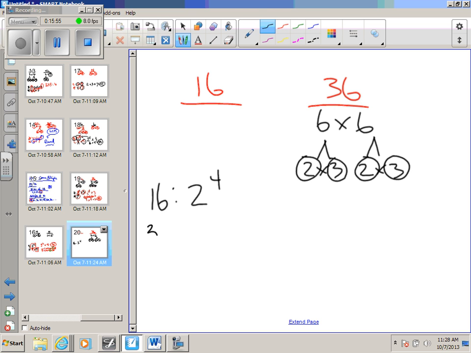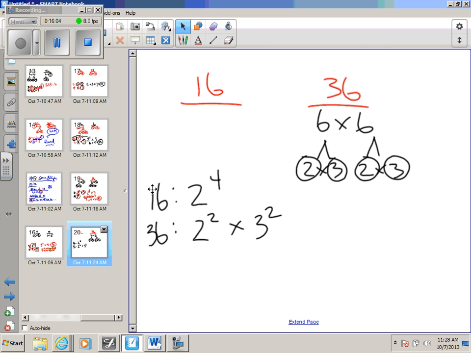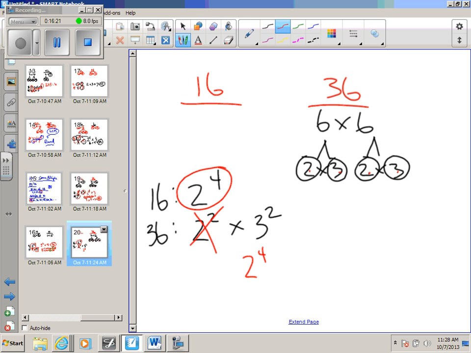Bottom line, I have 2 2s and 2 3s. Okay? 2 2s, 2 3s for 36. So, when I look at my 2, I've got 2 to the 4th and 2 to the 2nd. Which one's bigger? So I'm going to use the 2 to the 4th, cross out the 2 squared. What's left?